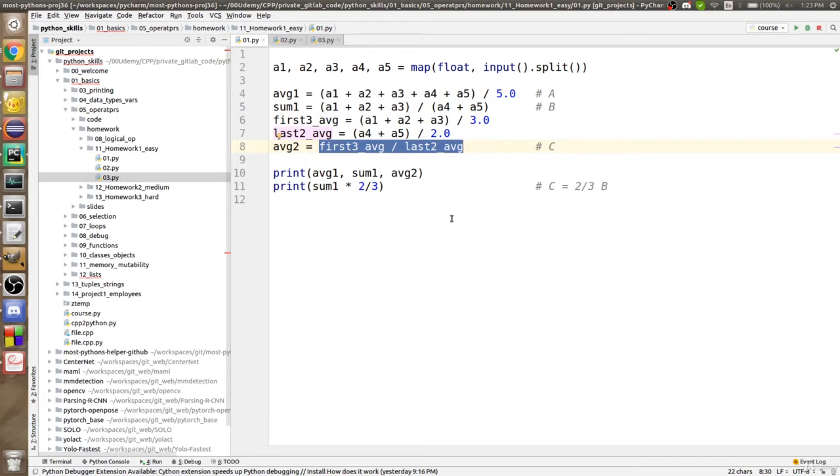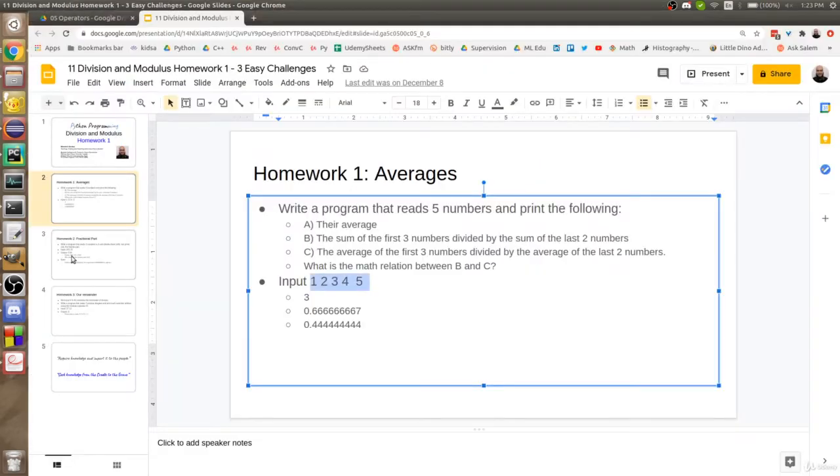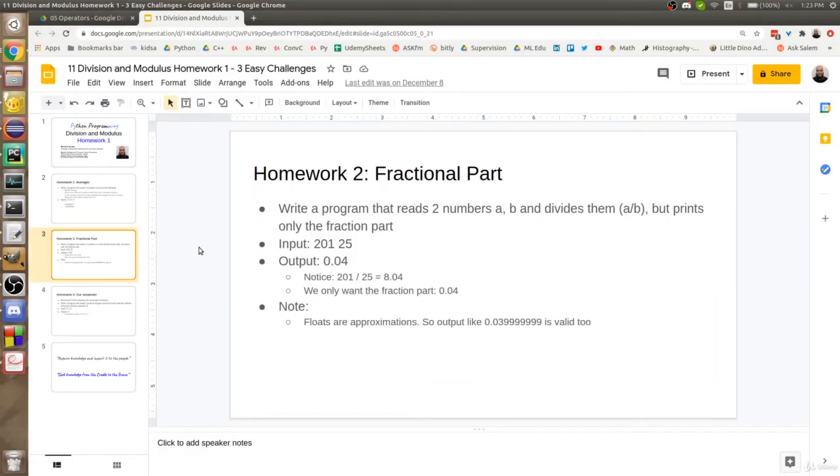Now, observe that the relationship between the C and the B is that C is 2 over 3 by B. The 2 is coming from this division here, the average here, and 3 is coming from this division here. That's all. For the second program, we would like to compute the fractional part only of the output.